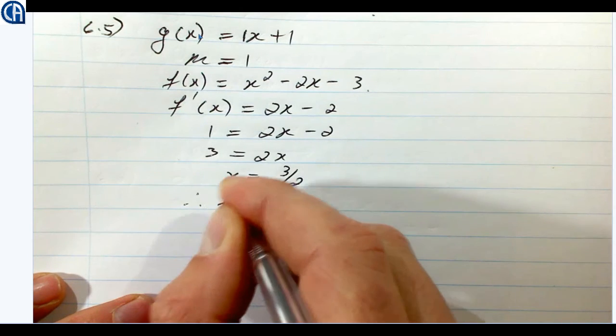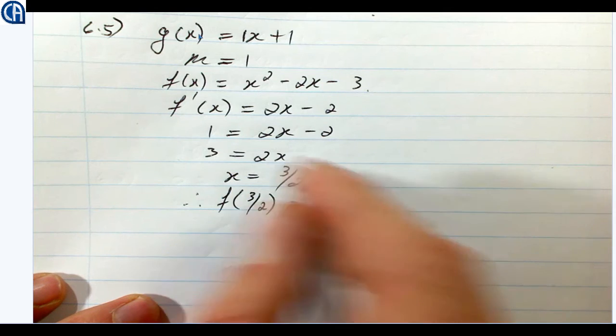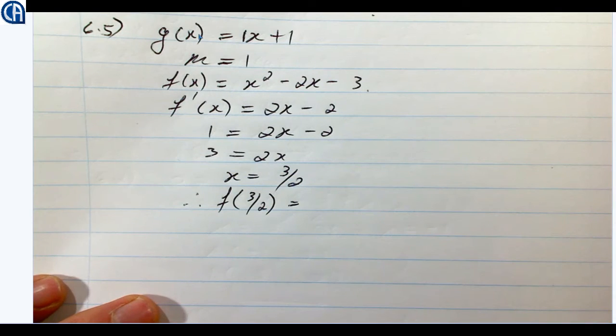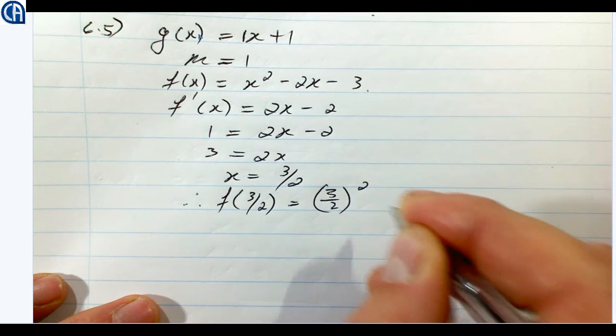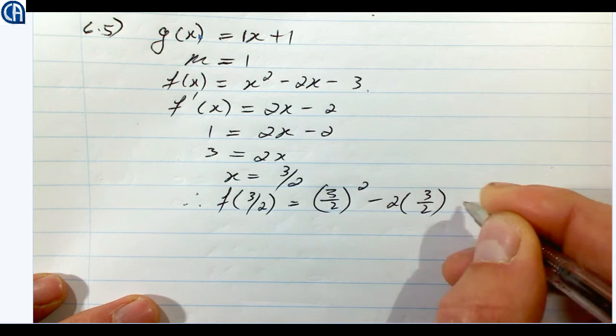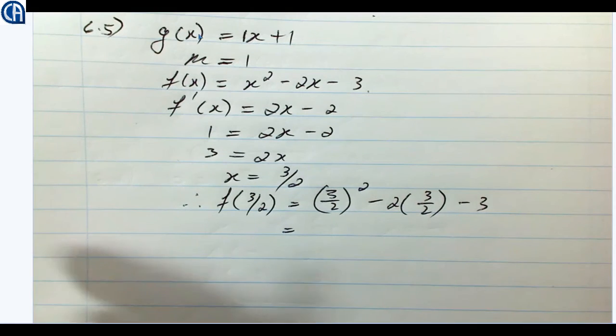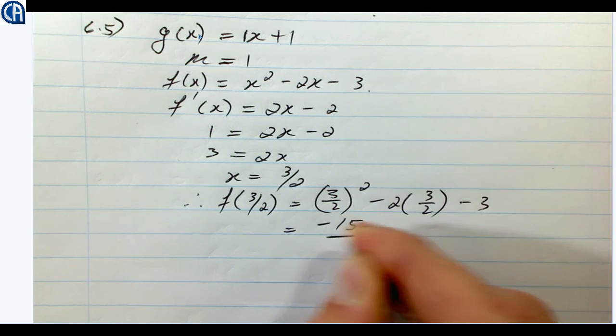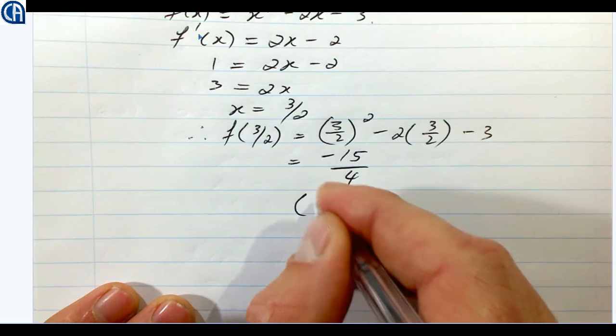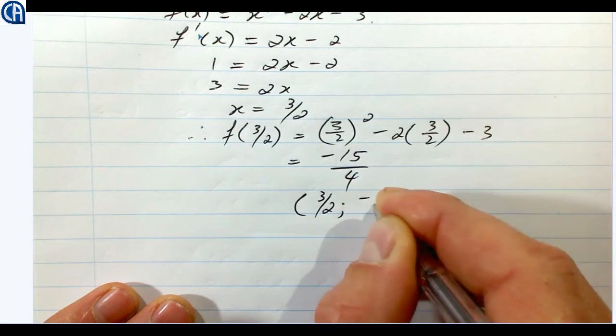So substitute f of 3 over 2, because that's on the graph of f, a tangent, it's a point of contact between a straight line and the parabola in this example. So you've got 3 over 2 squared minus 2 times 3 over 2 minus 3. Okay, so let's work that out. 3 over 2 squared minus 2 times 3 over 2 minus 3, and that gives me minus 15 over 4. So the point of contact is 3 over 2 and minus 15 over 4.